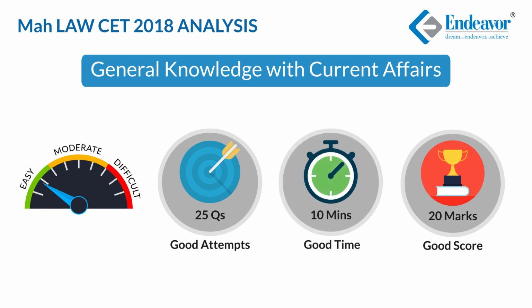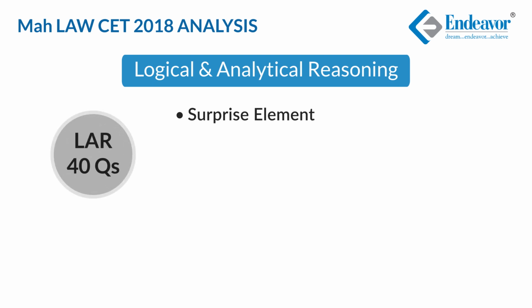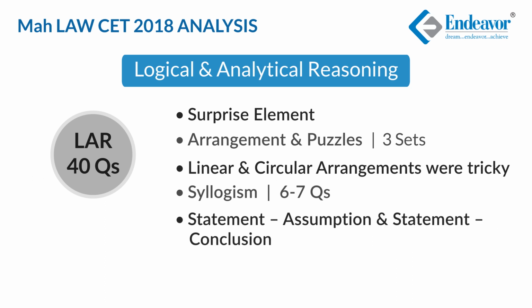The third section, logical and analytical reasoning. This particular section came as a surprise to many of the Maharashtra CET exam takers. Out of a total of 40 questions, the highest weightage was for arrangements and puzzles, which had around 3 sets. Linear and circular arrangements were a bit tricky, so one must definitely check the set before getting into solving these particular sets. There were 6 to 7 questions based on syllogisms, which were easy. Statement assumption and statement conclusion types of questions were also easy.